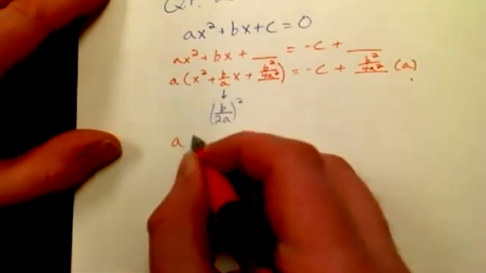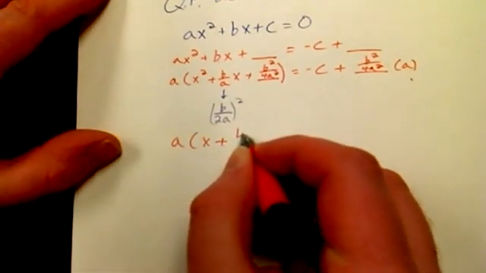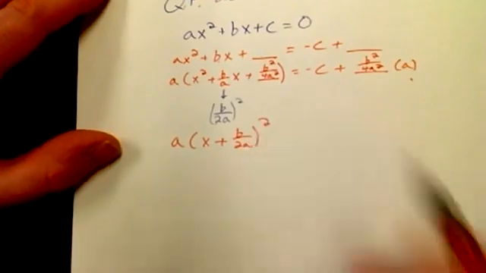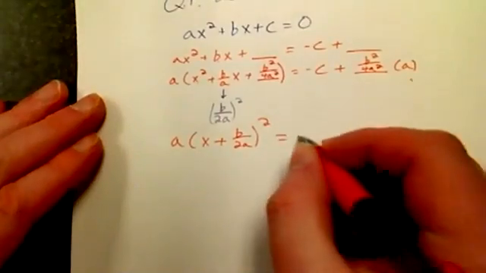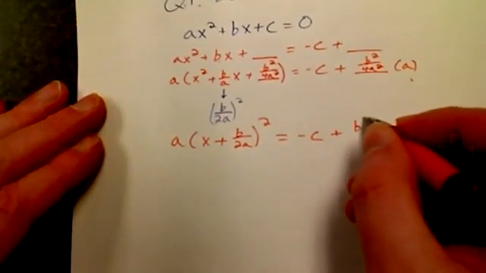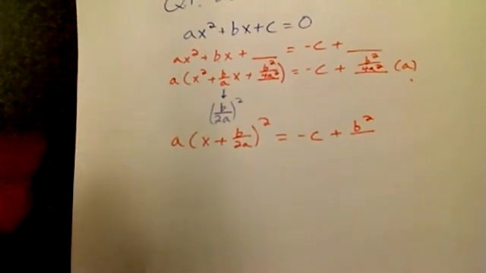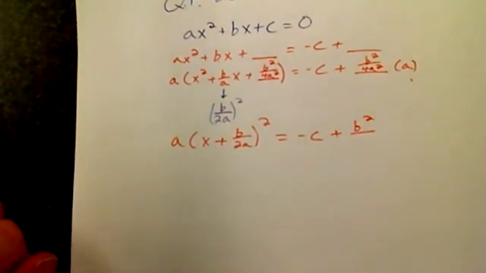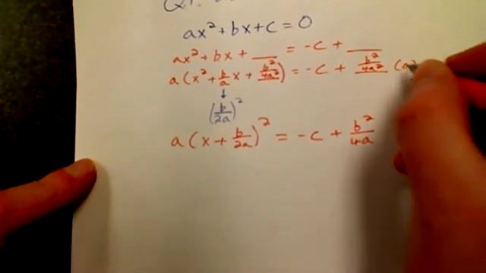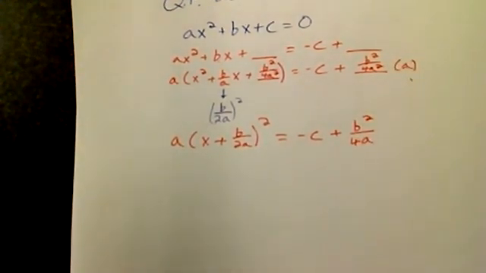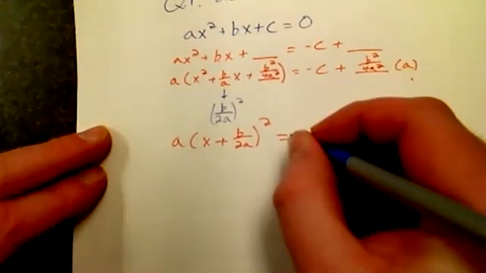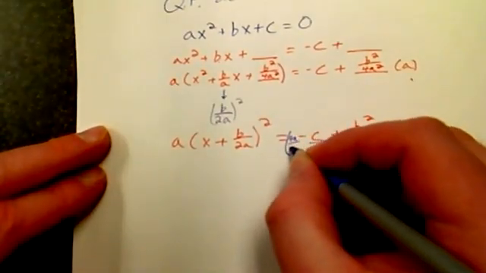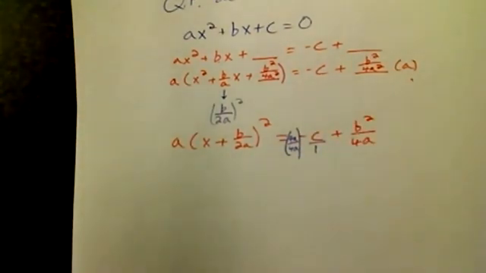So now I have a times x plus b over 2a, quantity squared, just like we do when we normally complete the square. And that's equal to negative c plus b squared over just 4a in this case, because this a cancels with one of these a's. So how is this going to help us? Well, I want to get common denominators, so I'm going to take the negative c and multiply it by 4a over 4a, like so.